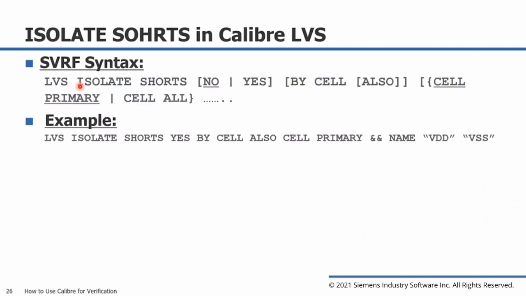Here is a command where you can add this short isolation during your LVS run. This LVS isolate short default is no, so you can put it as yes. And the default is cell primary. That means you only recognize all the pins in the top level. Here is an example of how the command is being used.